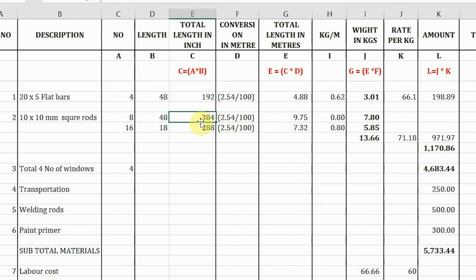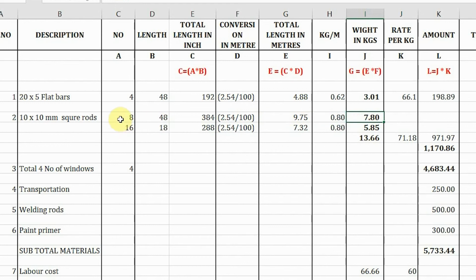Same formula. If you convert into meters, 9.75 meters is required, and per meter is equal to 0.8 kgs per 10 mm. Okay, this is available on the internet. Here we need not be worried. And the total is 7.8 kgs required.